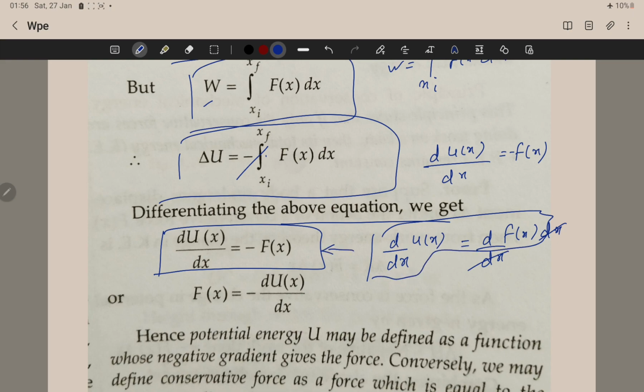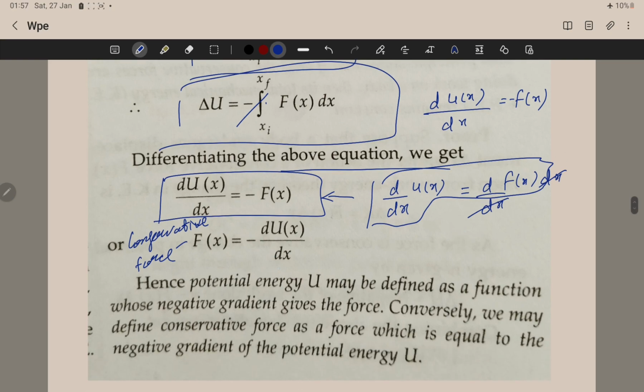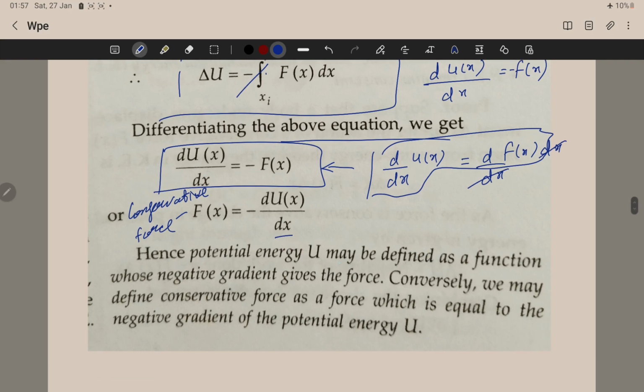So this equation we got, and from here the variable force, or the conservative force, is equal to the negative of the change in potential energy with respect to the displacement. Hence the potential energy U may be defined as a function whose negative gradient gives the force. This is called the gradient of potential energy, and this is a negative gradient.